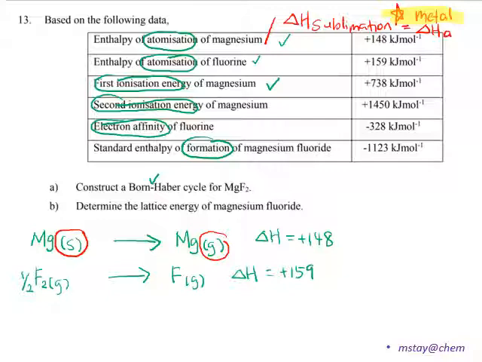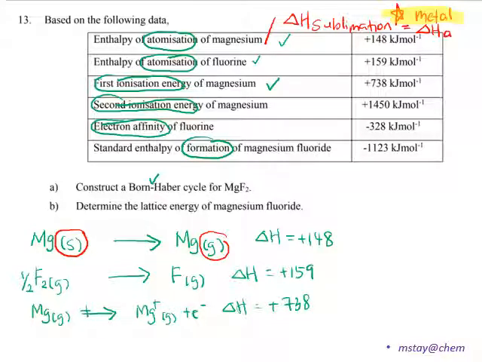Energy required to remove one more electron from its gaseous atom. So that means from the gaseous atom, after removing one mole of electron, you will get magnesium ion gas plus electron. So this delta H equals positive 738.